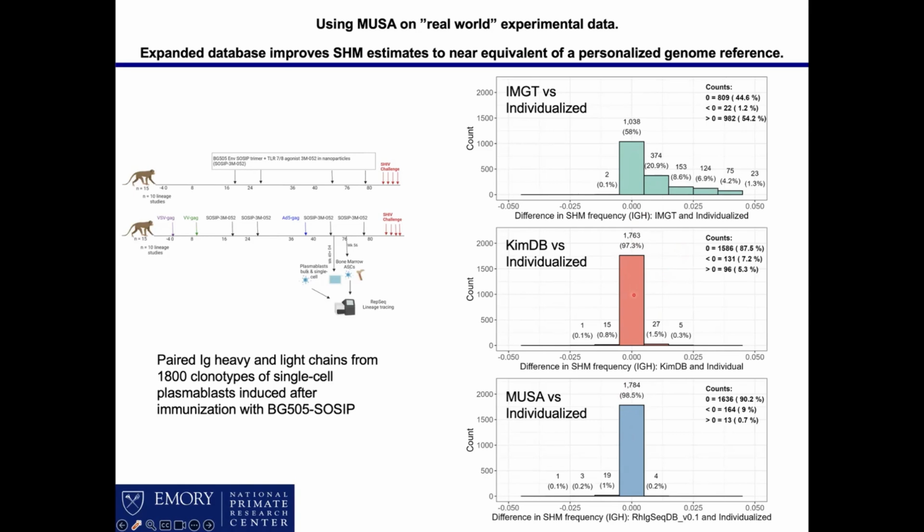This was vastly improved by using KimDB, where compared to the individualized, you were seeing almost 97% agreement between using KimDB as a starting database. And then using the MUSA as a starting database was slightly improved, about 1%, where we saw that, out of this, we had 19 sequences out of our 1,800 that we were detecting something different away from the individualized database.